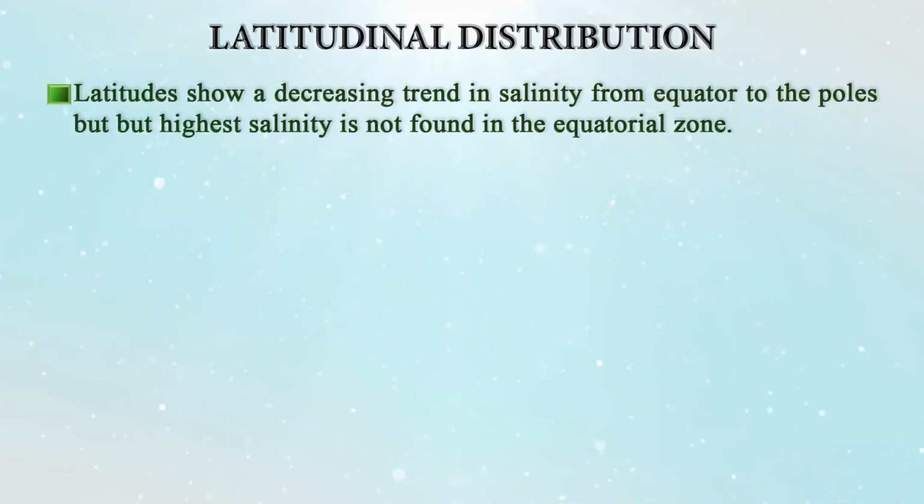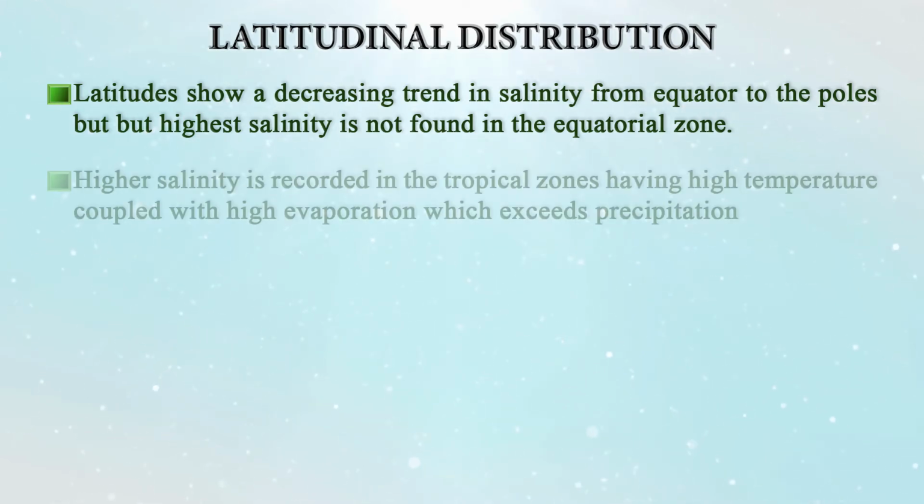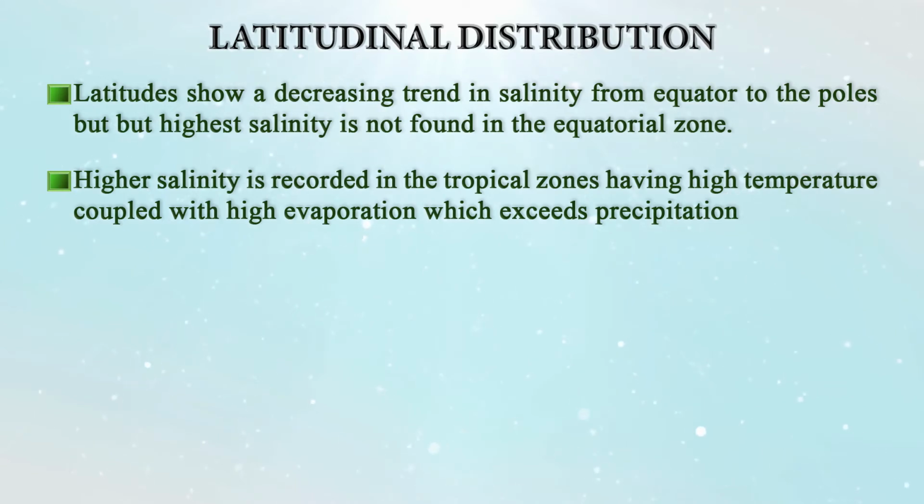Now, coming to the latitudinal distribution of salinity, it has a general trend of decreasing salinity from the equator towards the poles. But let us reason out, will the equatorial region be the region of highest salinity? No, because equatorial regions also have a high amount of precipitation. So, in equatorial areas, precipitation exceeds the evaporation rate, and salinity is lower compared to the tropical areas. Tropical areas have the highest salinity because of high temperatures and high evaporation prevailing in those regions, which exceeds the amount of precipitation there. So tropical regions have higher salinity.